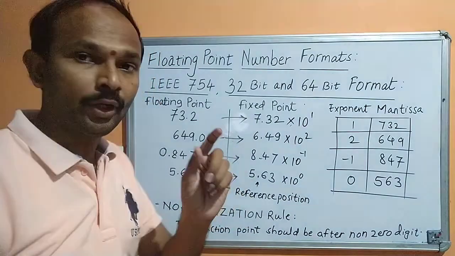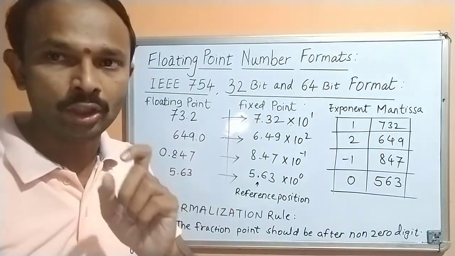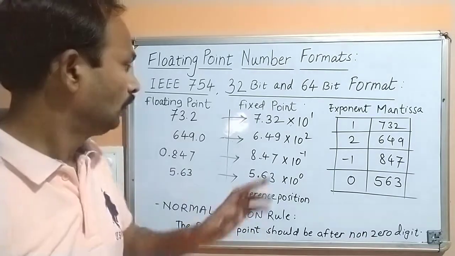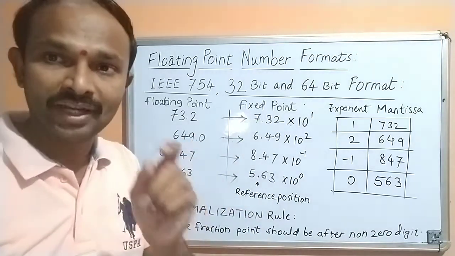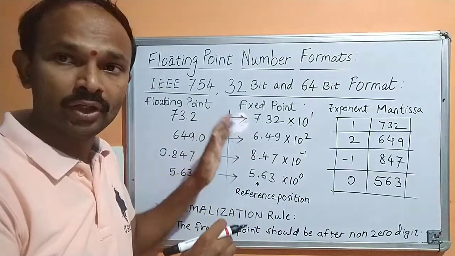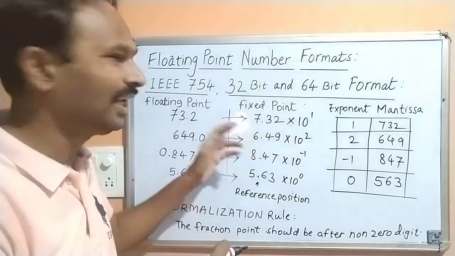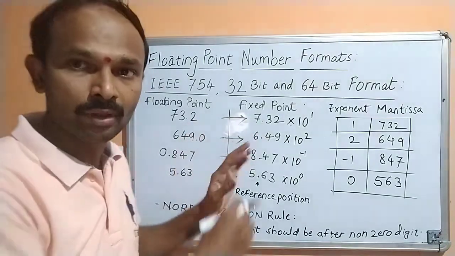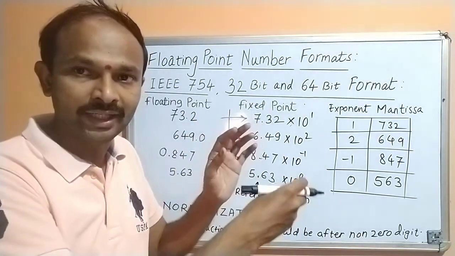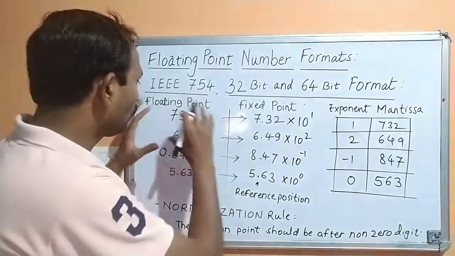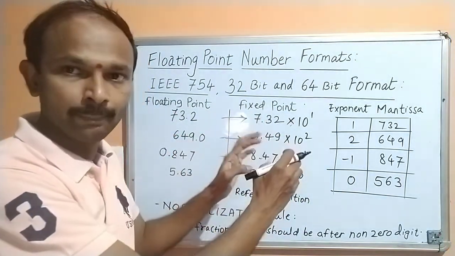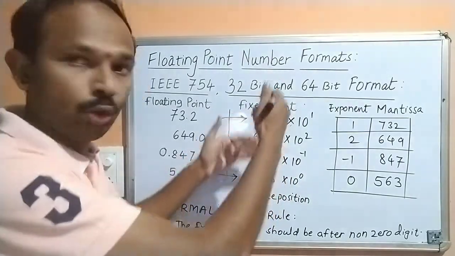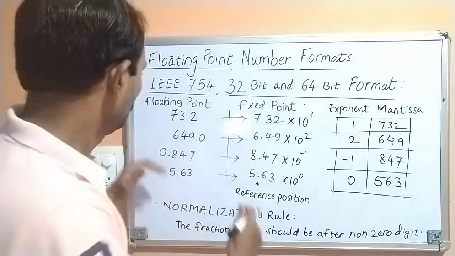Now the fractional point should be after a non-zero number. So what are we going to do? We will take the fractional point after the first decimal number, from the left hand side. The first decimal number, we will put the fractional point after that. So we can convert all the floating point numbers into fixed point numbers easily, and they will come into one format, right?